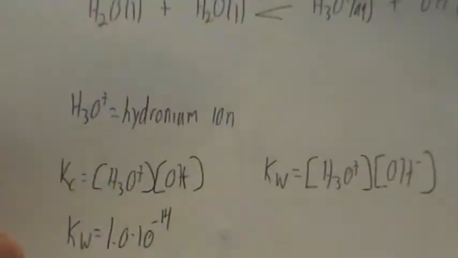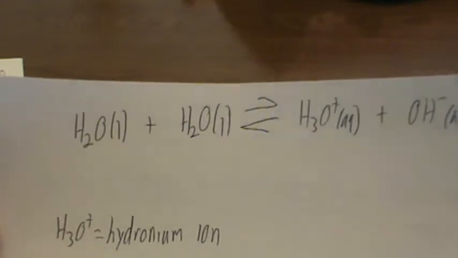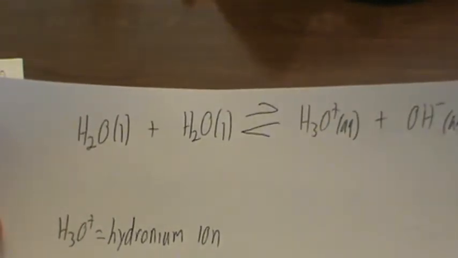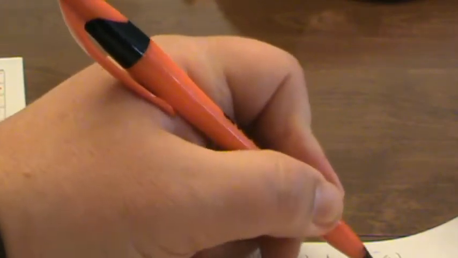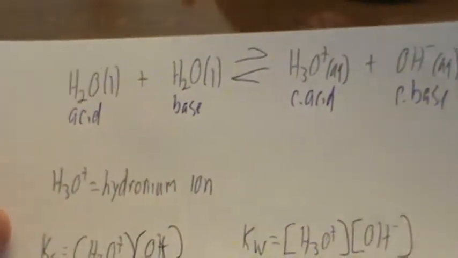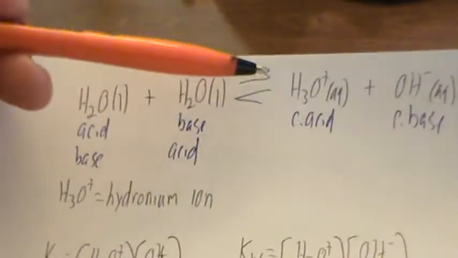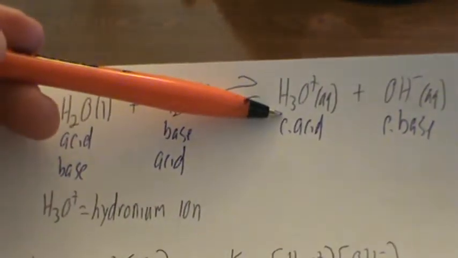Now let's look at one more thing. Let's look at this reaction. Water reacting with water gives us hydronium and hydroxide. Well, one way that we can look at this is we can say that we have the acid, then the base, the conjugate acid, the conjugate base, or we can have base, acid. Then of course the hydronium has to be the conjugate acid and the hydroxide has to be the conjugate base.